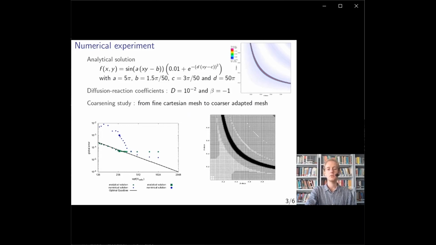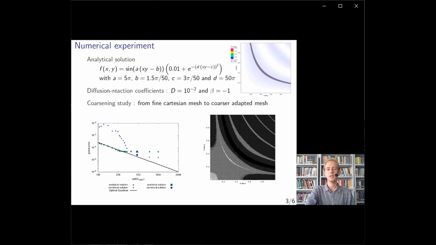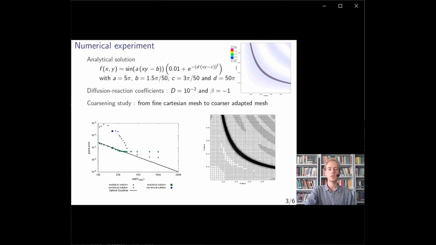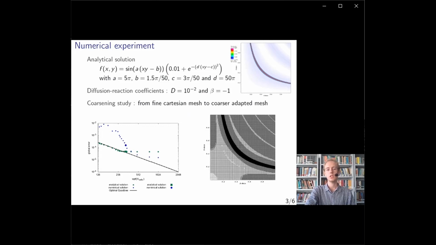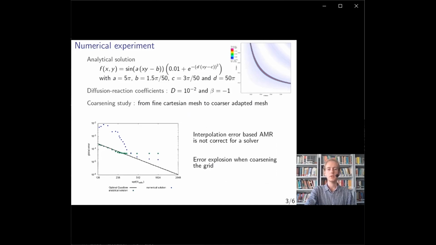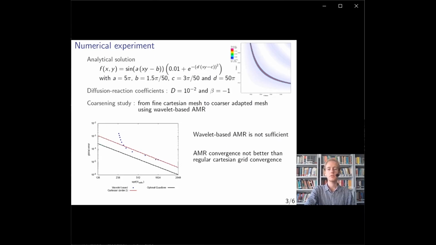On these meshes, we were particularly interested in comparing the interpolation error obtained by directly injecting the solution at cell centers, which are the green dots, with the numerical solution of the solver, which are the blue dots. We clearly see that when we coarsen the grids, the error of the solver becomes significantly larger than the interpolation error, and we can see an error explosion. We've done the same job with the default wavelet-based estimator, and we see similar results.